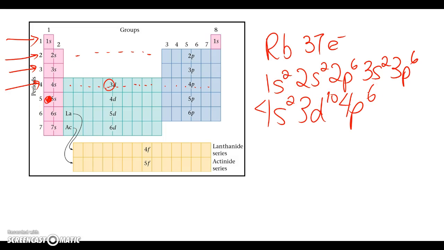I have 36. Go to period 5 now. My remaining electron will sit in the 5s subshell orbital. Okay, so there's the electron configuration of rubidium.